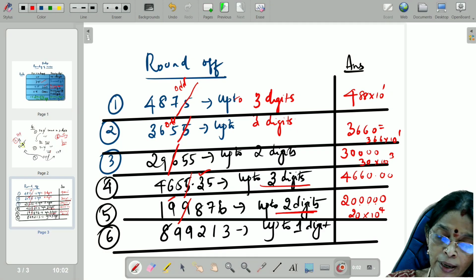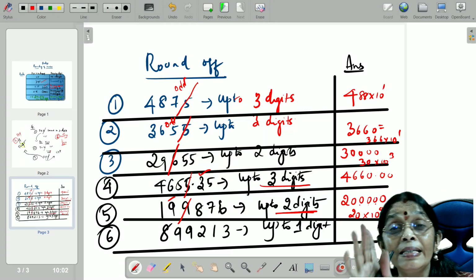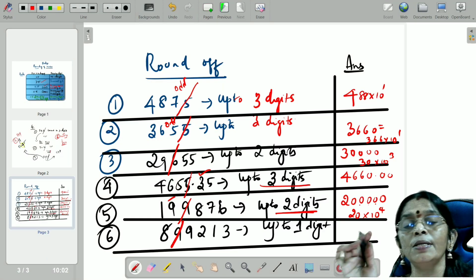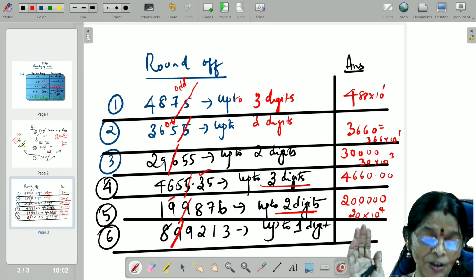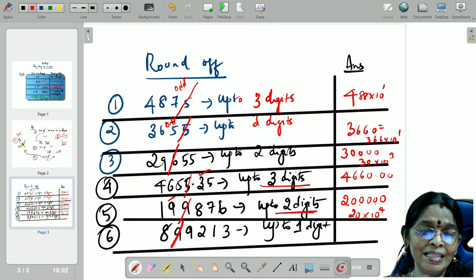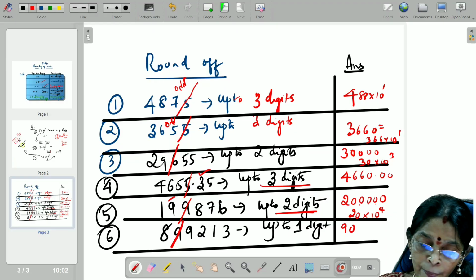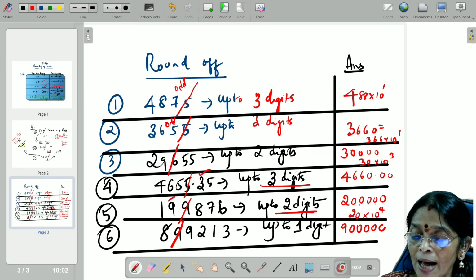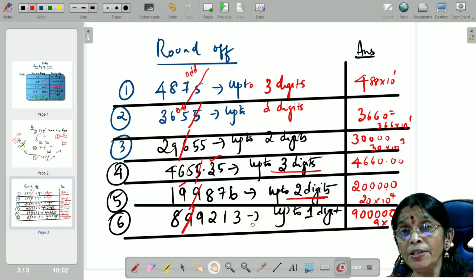Right. Next, up to 1 digit now. Up to 1 digit, so you take only 1 digit. The digit to be dropped is 9. Is it greater than 5? Yes, it is greater than 5. What are you supposed to do? The preceding digit is increased by 1. So if I increase by 1, the remaining all put zeros, 1, 2, 3, 4, 5. So you can write 9 into 10 power 5. So hope you understand, children, how to round off the digits.